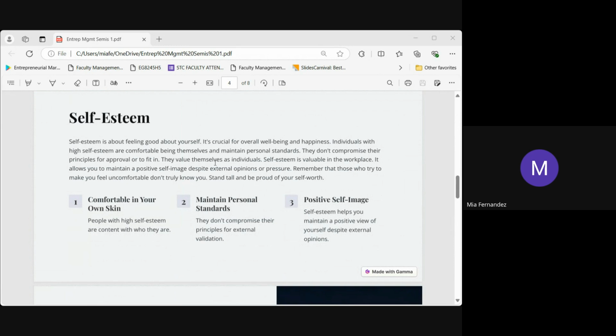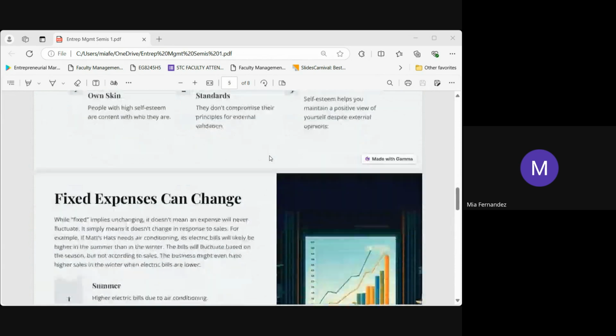Okay, self-esteem. This is part of being an entrepreneur. You have to feel good about yourself. It's really very important to have self-esteem in your workplace because it maintains a positive self-image. So you have to maintain that as an entrepreneur.